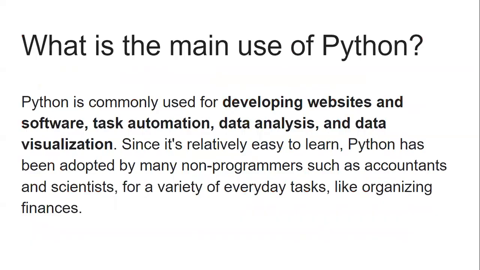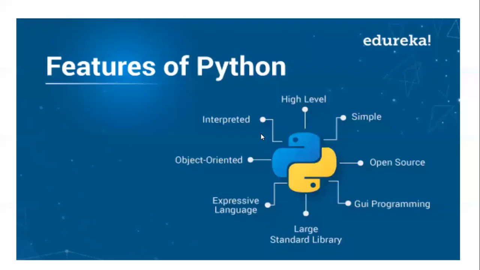What is the main use of Python? Python is commonly used in developing websites, software, task automation, data analysis, and data visualization. Since it is relatively easy to learn, Python has been adopted by many non-programmers such as accountants and scientists for everyday tasks like organization and finance. This is the main use of the Python programming language.